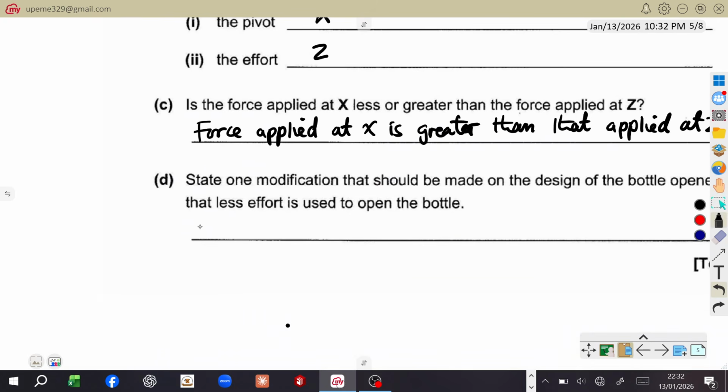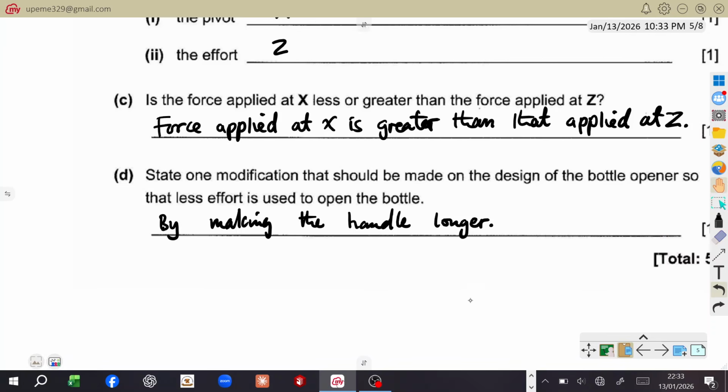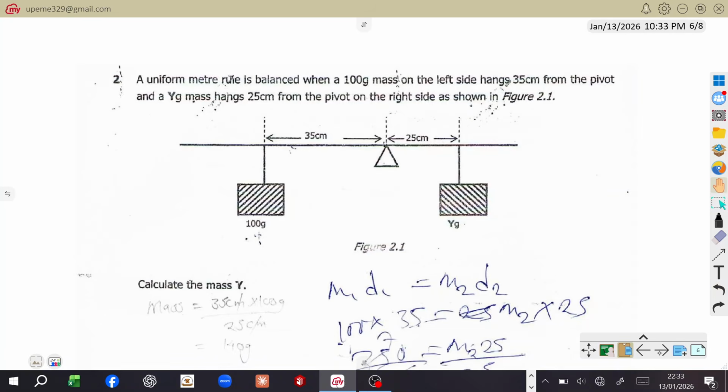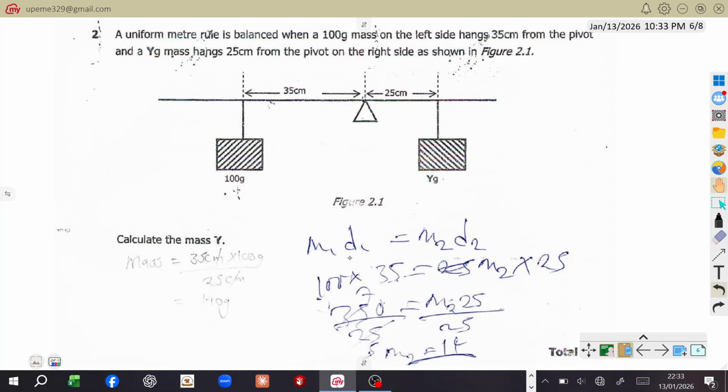So you can say by making the handle longer. All right, then let's see where we can go now. Let's see if there's another question. More questions, actually.